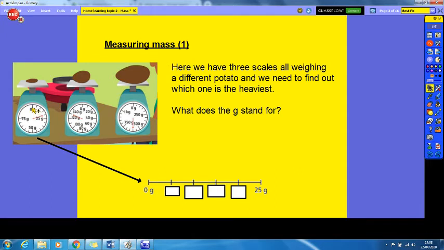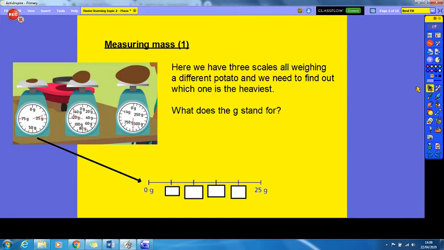Now you can see here we've got our scales. Our scales look like a number line, but they're just going round in a circle. So we still treat them like a number line. You'll notice that it says G after each number. What does the G stand for? The G stands for grams. Here we've got 25 grams, 50 grams, 75 grams, and so on.